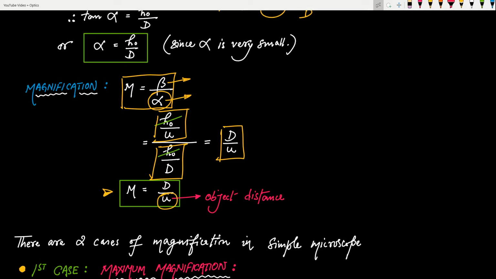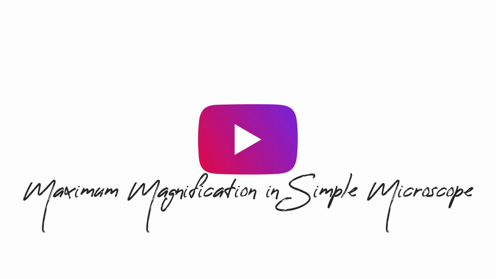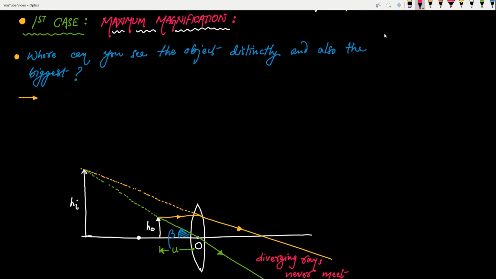Now we'll be looking into two different cases of magnification in simple microscope. So first case is maximum magnification. So let's dive into that. So in microscope, when can we get the maximum magnification? Let's look into that. Now, in order to understand that, let's start with a question. The question is, where can you see the object distinctly and also the biggest? This thing I have explained. There's a distance in front of the lens where we can see the object distinctly and also the biggest. And that distance is known as the distance of distinct vision, and normally the distance is 25 centimeter.